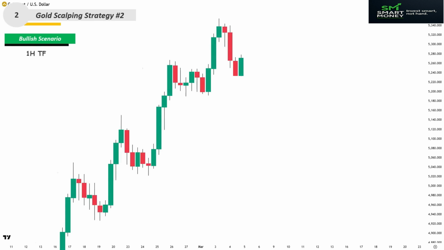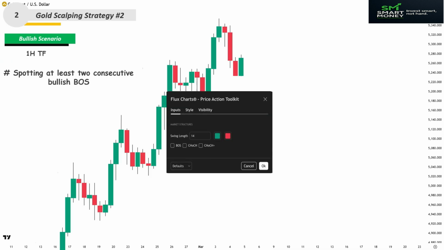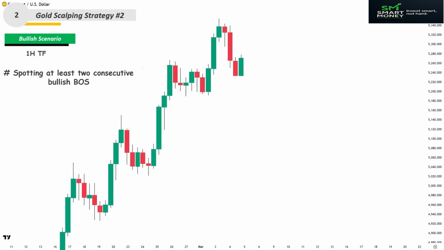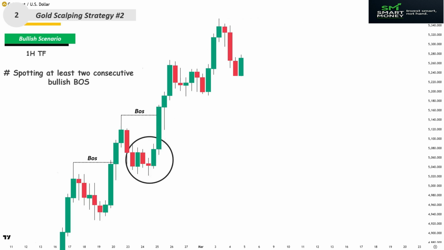In a bullish scenario, the first step is to confirm that the price is in an uptrend and that buyers are in control of the market. To do this, you need to identify at least two consecutive bullish breaks of structure. So first, let's enable the BOS option from the indicator settings. Once price forms two successive bullish BOS, shift your attention to the most recent bullish break of structure. From there, trace back to the origin of the bullish expansion move, the move that caused the break. That origin point is what forms the demand zone.